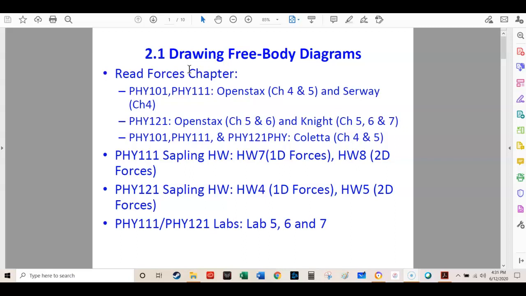So we're going to be talking about free body diagrams. They're also called force diagrams. I might use both those terms. I mean the same thing.